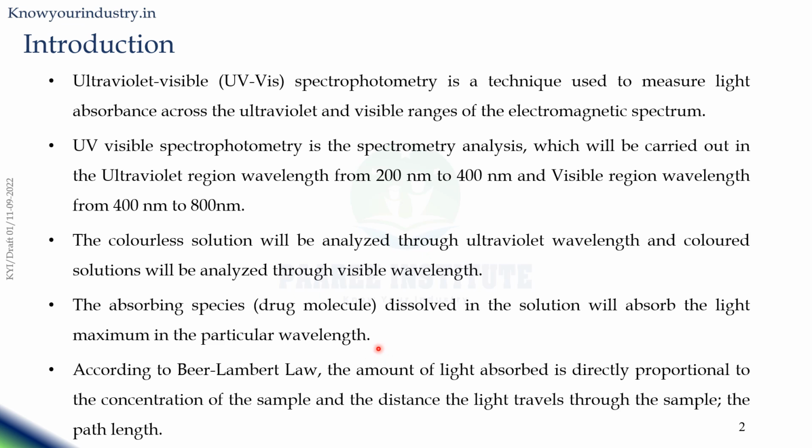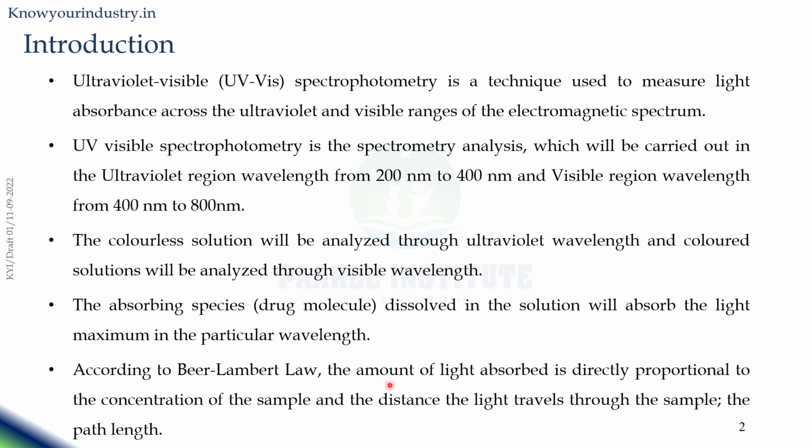Each and every drug molecule, when you scan with this UV spectrophotometer, will show you absorption maximum at a particular wavelength like 229 nanometer or 274 nanometer or 310 nanometer, like that, where it will show an absorption maximum. So in that wavelength, the measurement will be taken for the analysis of various samples.